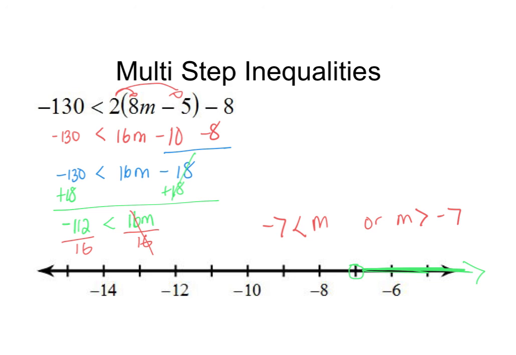So the answer to this inequality would be m is greater than -7, or -7 is less than m.